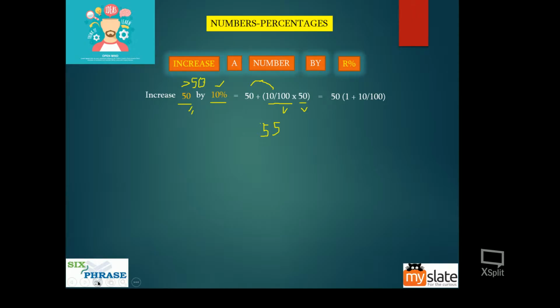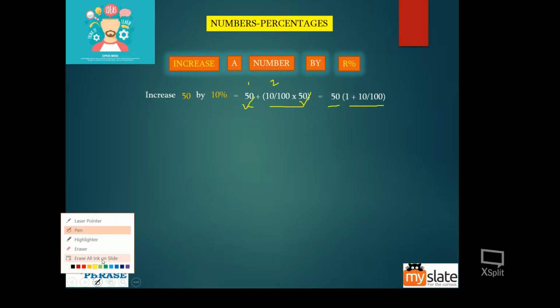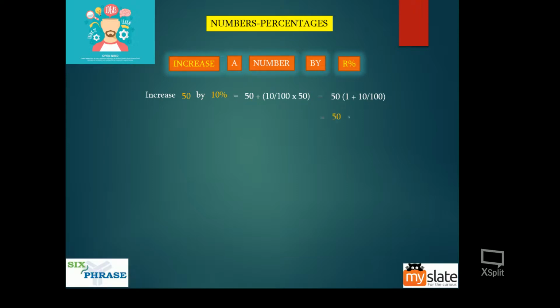Now look at this. Watch this. This is one term, this is another term, right? So this is what we call as binomial. Have you heard this term binomial? What does binomial mean? An expression with two terms. Bi means two, right? So here this is one term, this is the second term. So this is a binomial expression. In these two terms, is there anything common? Yes, you can see that 50 is common. So take 50 outside. If you take 50 outside, this is what will happen. It will become 1 plus 10 by 100. Now what you do is take LCM. This will become 50 into 110 by 100.